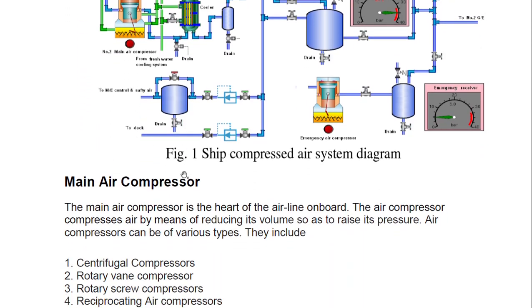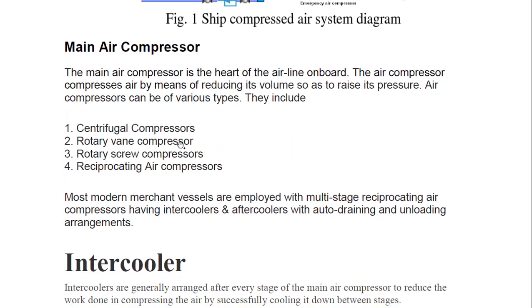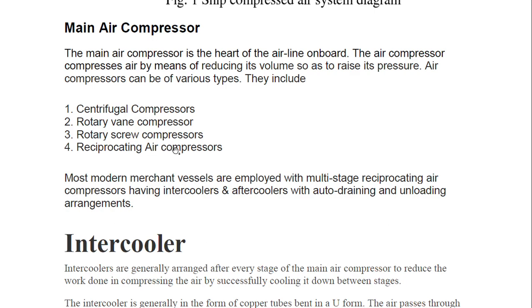Okay, so when we talk about main air compressor, as I said earlier, it is the heart of the airline on board. The air compressor compresses air by means of reducing its volume so as to raise its pressure. So we want to raise its pressure, so we are reducing its volume. They can be of various types. When we talk about it, then it is centrifugal compressor, we have rotary vane compressor, rotary screw compressor, reciprocating air compressor, and then most modern merchant vessels are employed with multi-stage reciprocating air compressor. They have intercoolers, and they also have aftercoolers with auto draining and unloading arrangement.